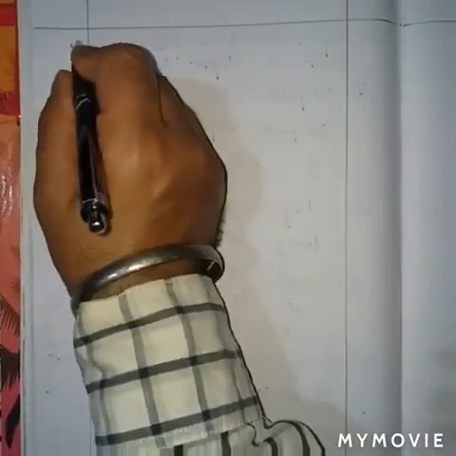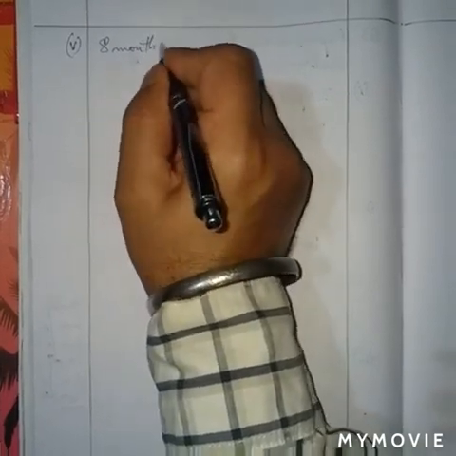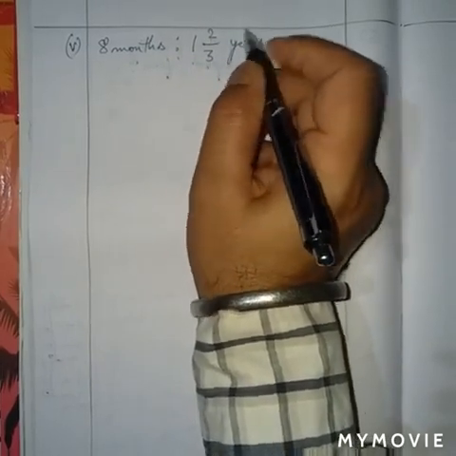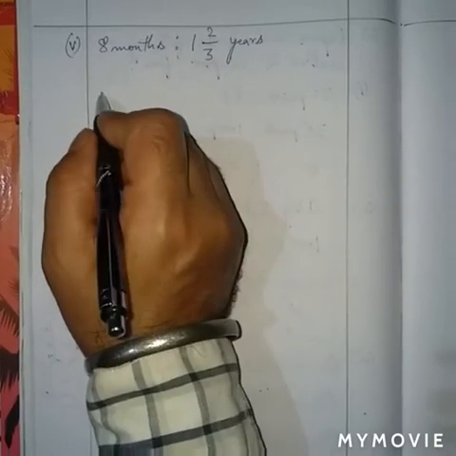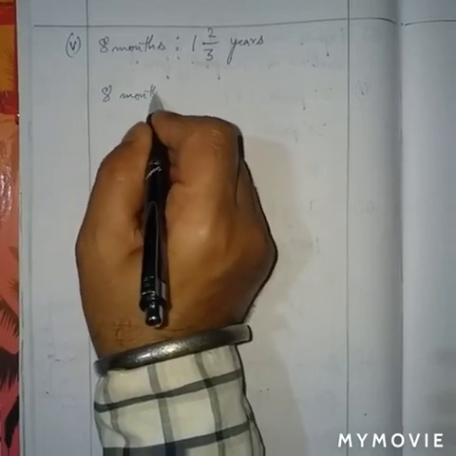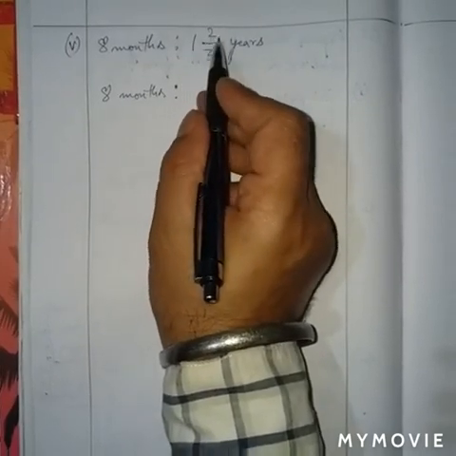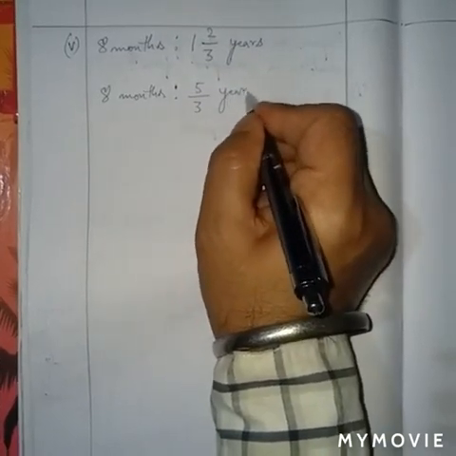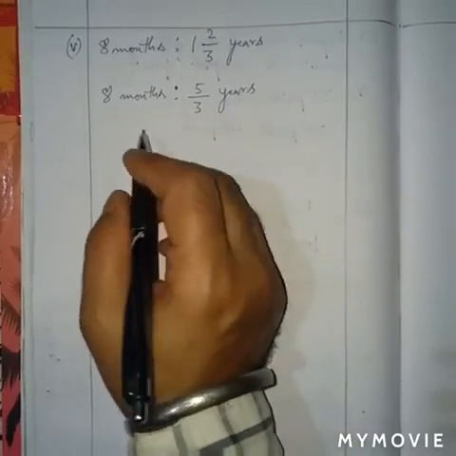Question number 5: 3 5 by 8 months is to 1 whole 2 by 3 years. So here month and here years. So we have to convert it into month. So first of all, 8 months is to 3 ones are 3, 4, 5, 5 by 3 years. We can convert years to month by multiplying by 12.